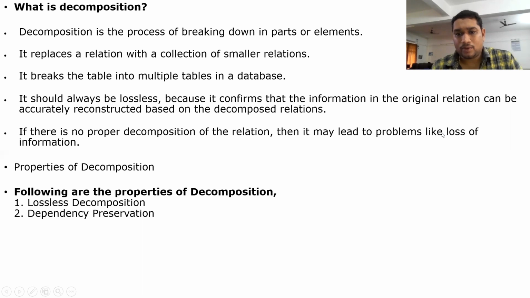If there is no proper decomposition of the relation, it may lead to problems like loss of information. If you are combining the small sub-relations into the large relation and any loss happens, then you did not do the decomposition properly to get the original relation. To get the original relation back from the smaller relations, you use these two properties, called the properties of decomposition.